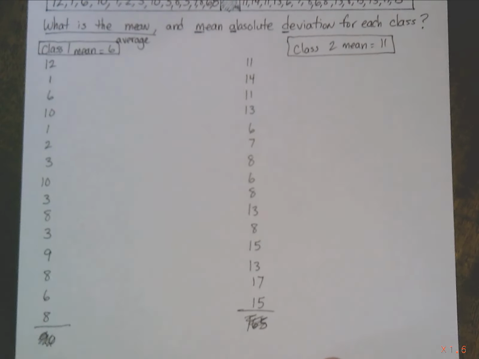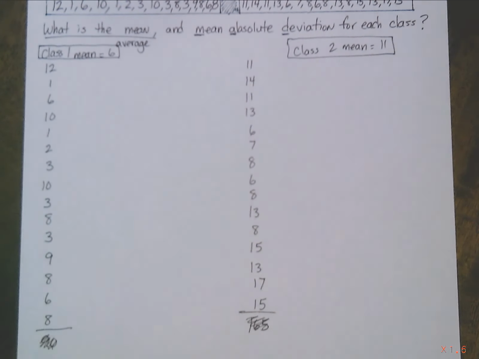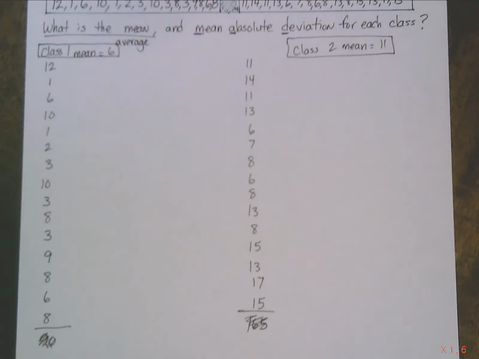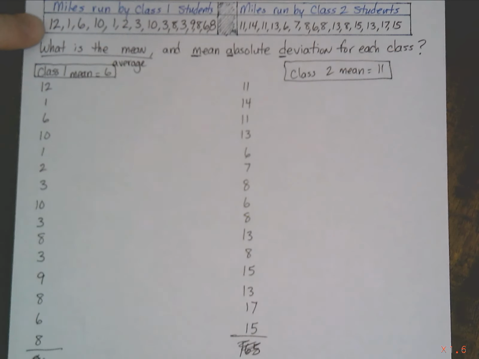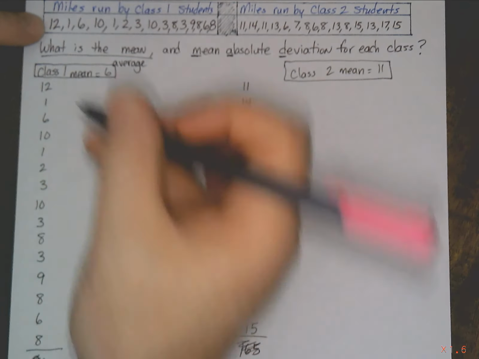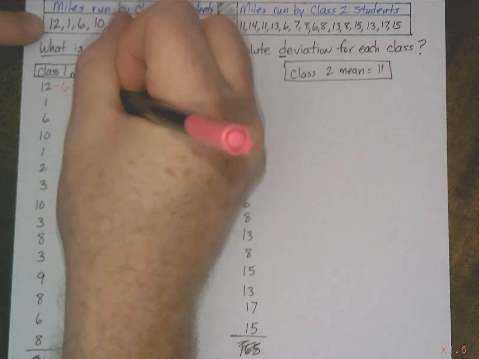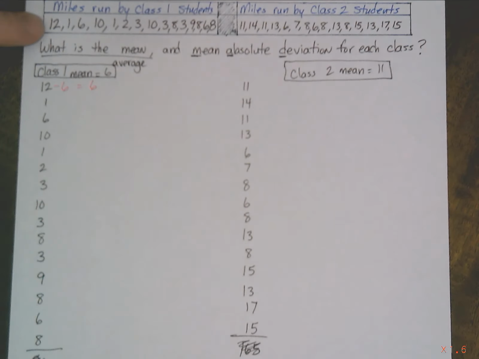So here's what we do. We got to take the average for each class, and we got to subtract that number, which in this case is 6 for this first class, and it's 11 for the second class. What we're going to do is subtract that from each number in the group. So for example, this first person in class 1 ran 12 miles, okay? That means he ran 6 miles over average, okay?